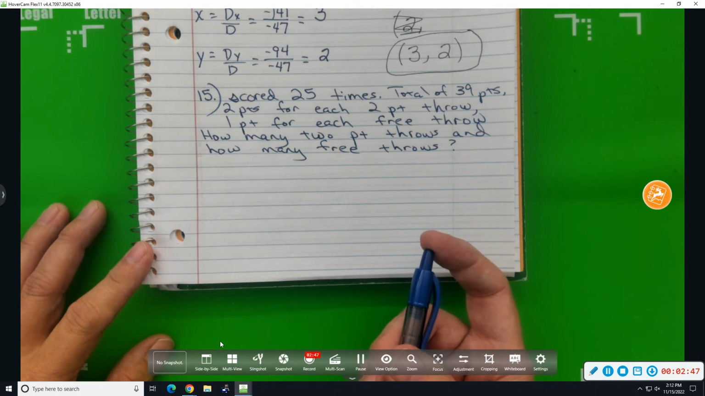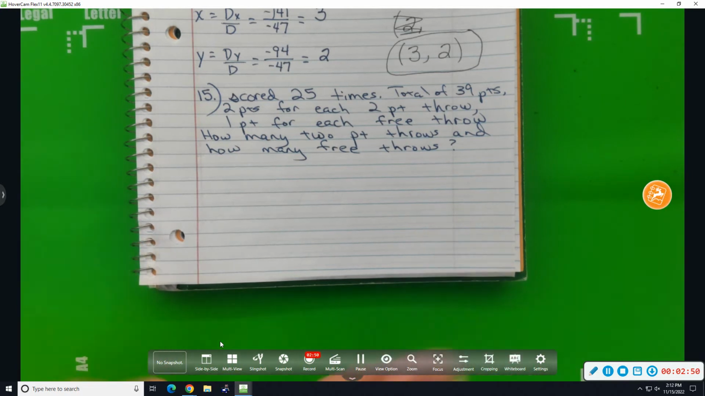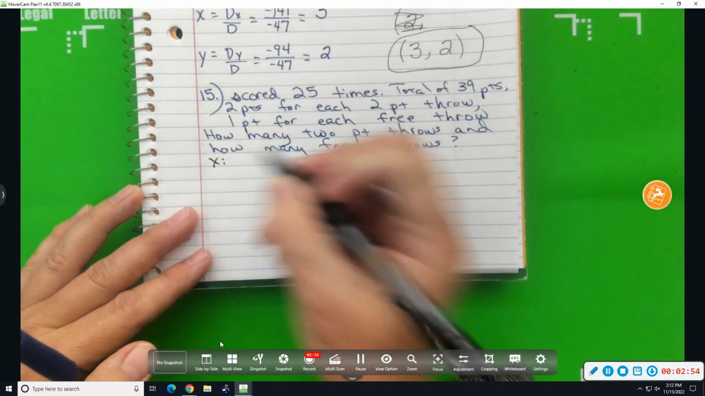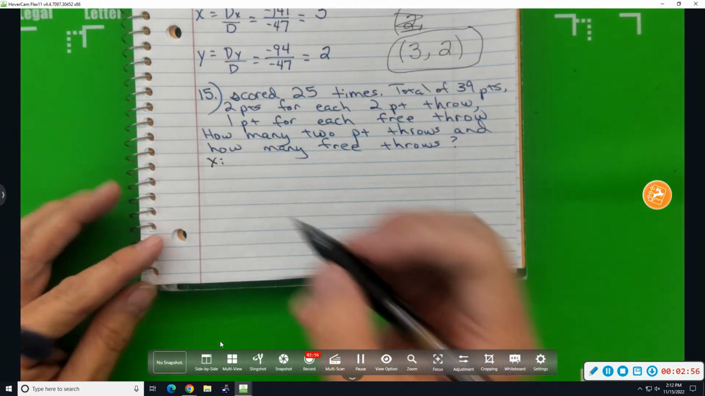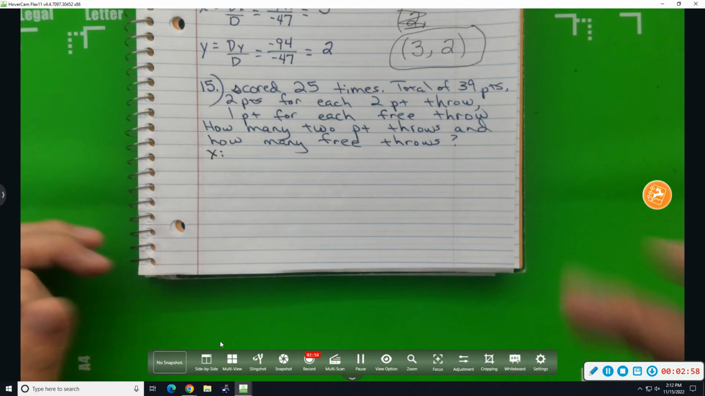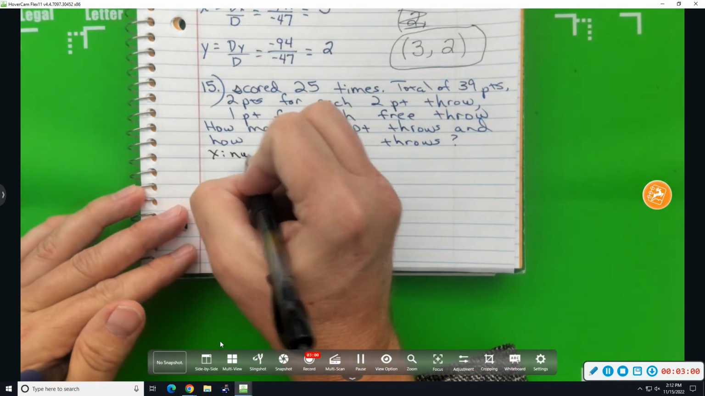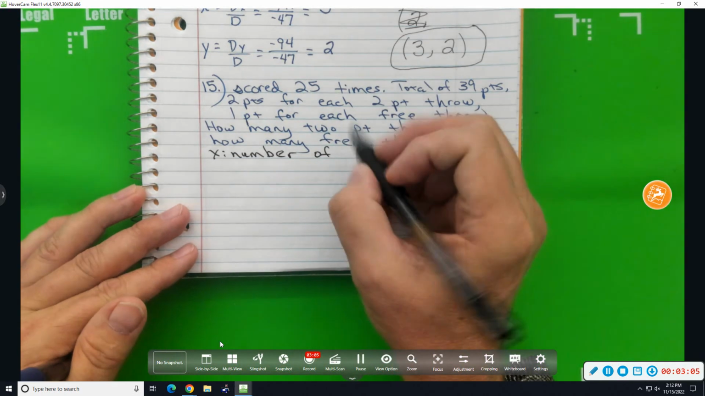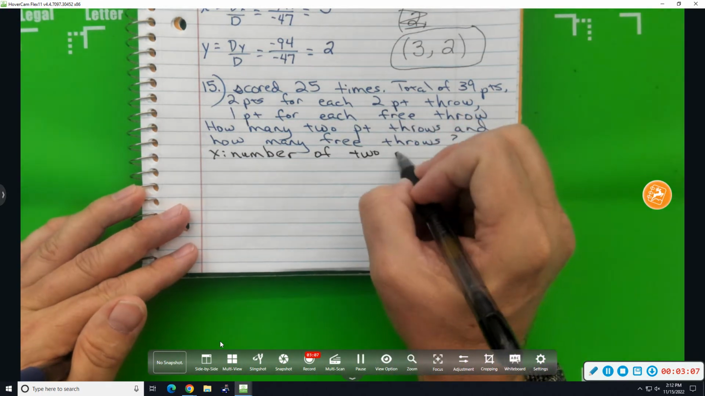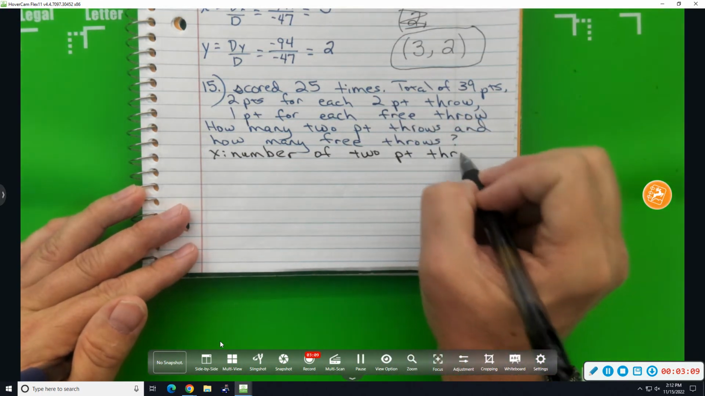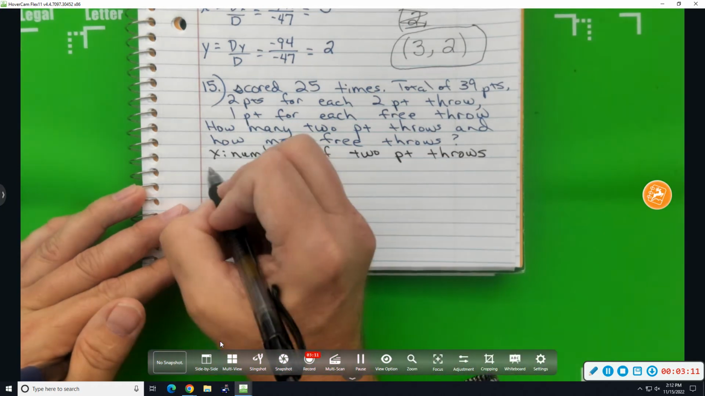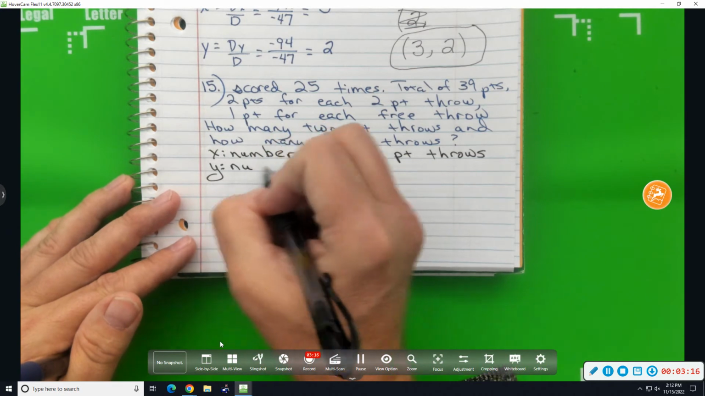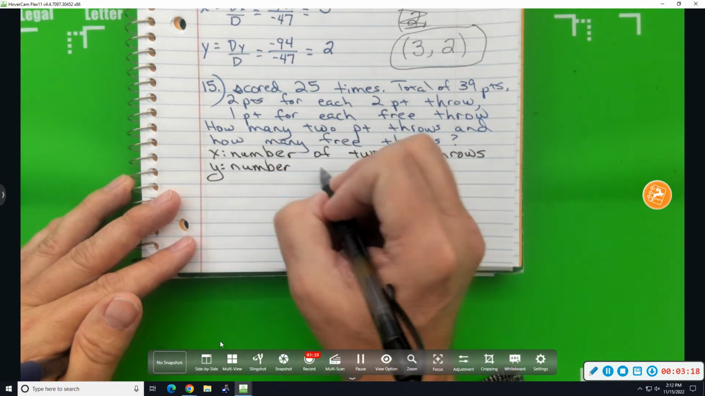So, I'm going to write a system of equations if I can. I'm going to let X denote the number of 2-point throws. What do you think I'm going to let Y be? The number of free throws. How many free throws did she score?